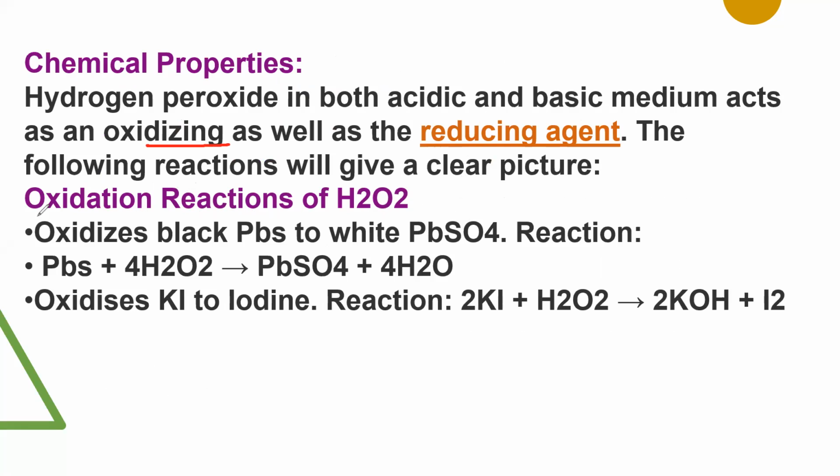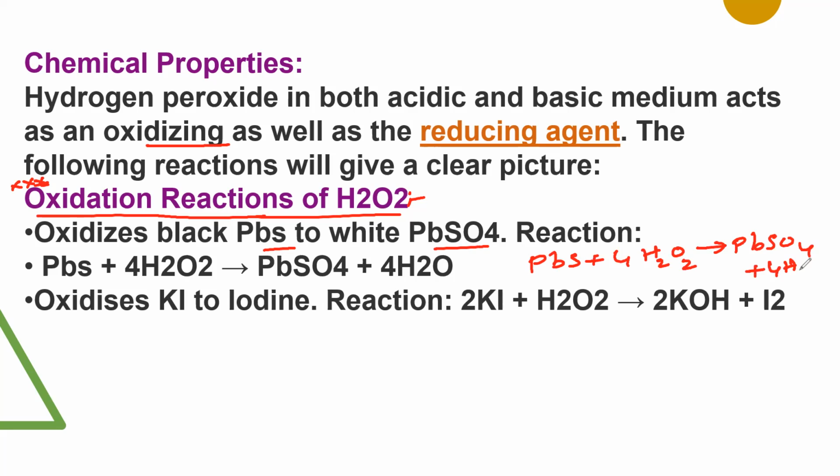Oxidation reactions of hydrogen peroxide, very, very important for competitive exams. They'll ask oxidation reactions of hydrogen peroxide. Hydrogen peroxide oxidizes black lead sulfide to white lead sulfate. The reaction is PbS plus 4H2O2, 4 molecules of H2O2, gives rise to PbSO4 plus 4 molecules of water. So this lead sulfate is white in color, and this lead sulfide is black in color. So it oxidizes black lead sulfide to white lead sulfate.